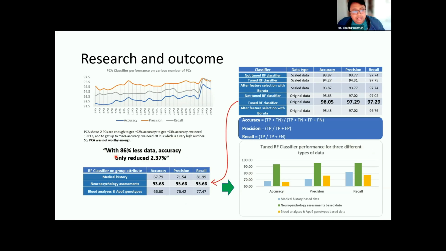So actually, our achievement is like 86%. With 86% less data, we could achieve the accuracy, which is only 2.37% reduced. That means 93.68%.